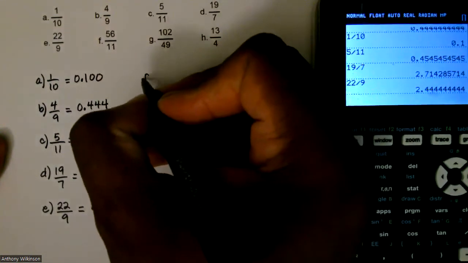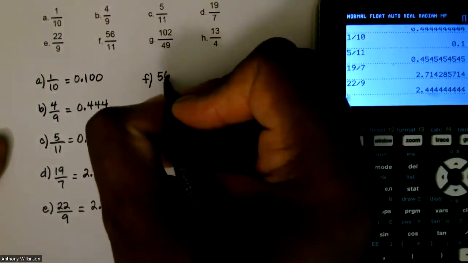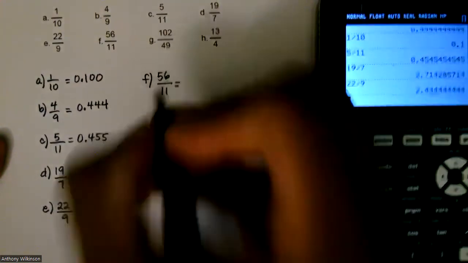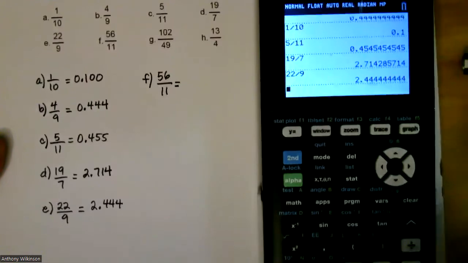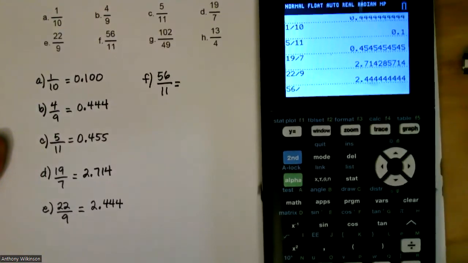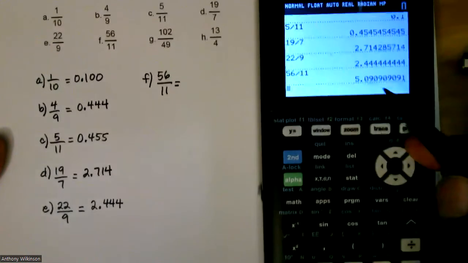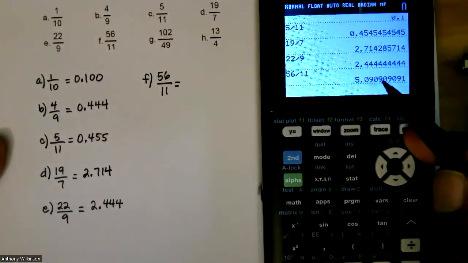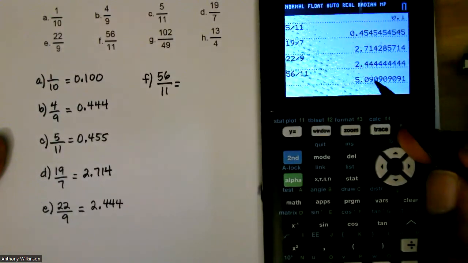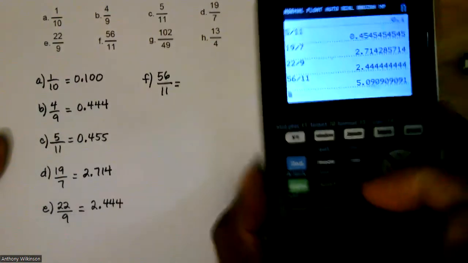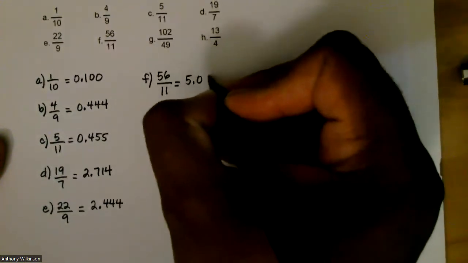Let's see, part F, 56 elevenths. 56 divided by 11, 5.091. Because the third digit is a 0, to the right of it is 9, that's bigger than 5, so that 0 increased to a 1, so the 5.091 in decimal form.